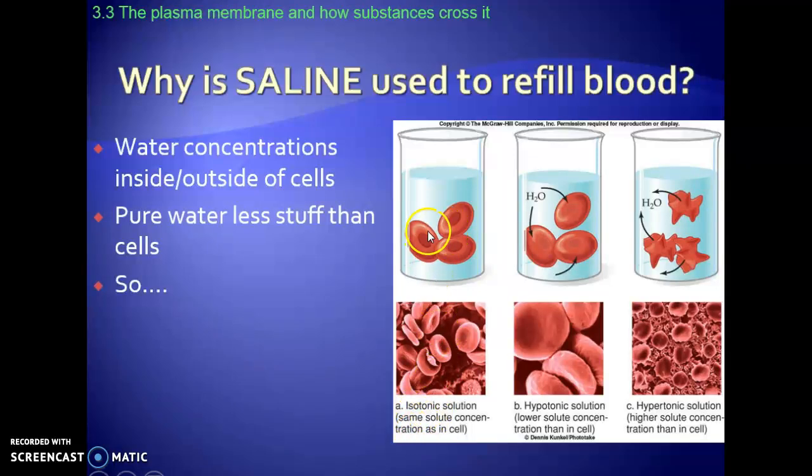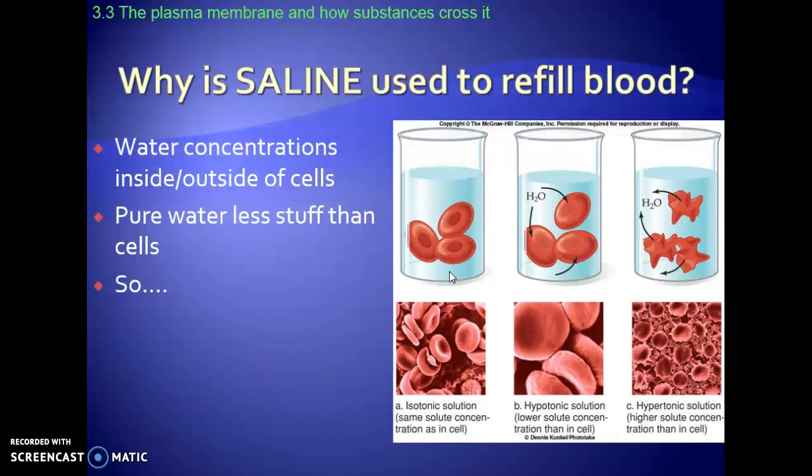You can have an isotonic solution, which is what you find here. Isotonic, you have the same concentration of solutes, or let's say salt, on the inside of this red blood cell and in the water outside of it. So this would be saline. It's an isotonic solution. The salt concentration is equal between the red blood cells and the liquid they're in.